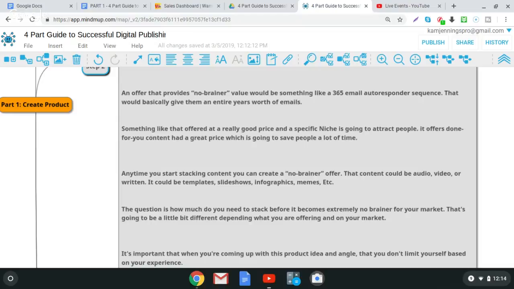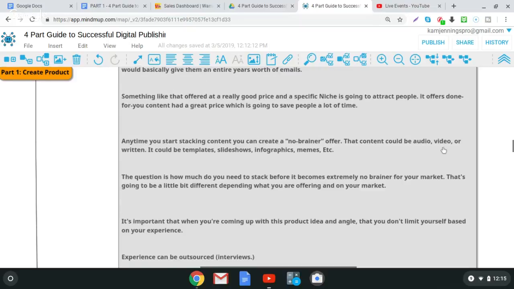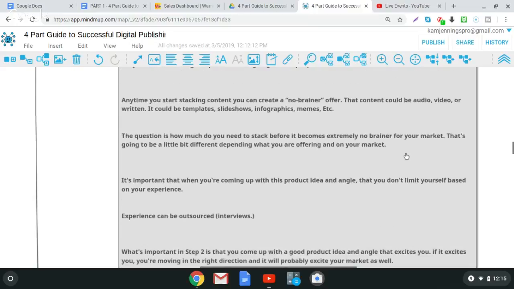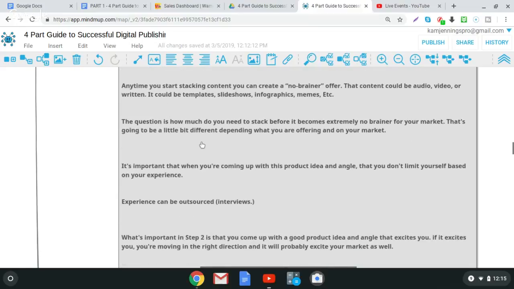Anytime you start stacking content, you can create a no-brainer offer. That content could be audio, video, or written. It could be templates, slideshows, infographics, memes, etc. The question is, how much do you need to stack before it becomes extremely no-brainer for your market? That's going to be a little bit different depending on what you're offering and on your market.